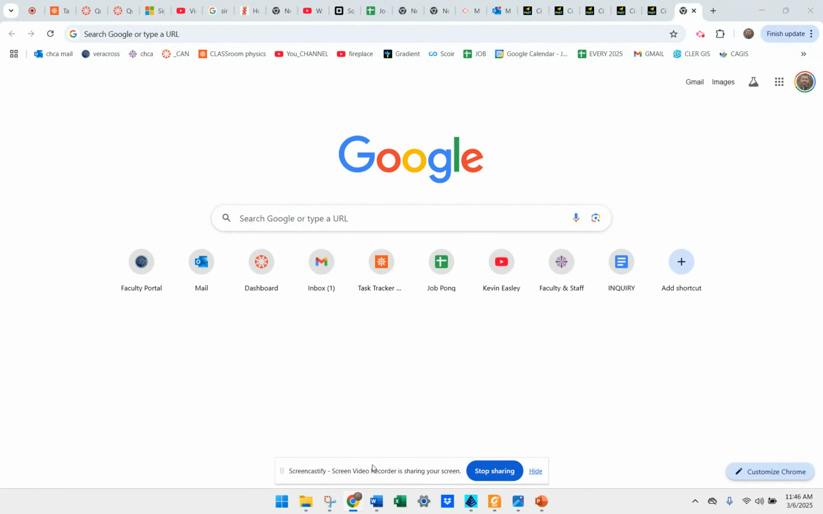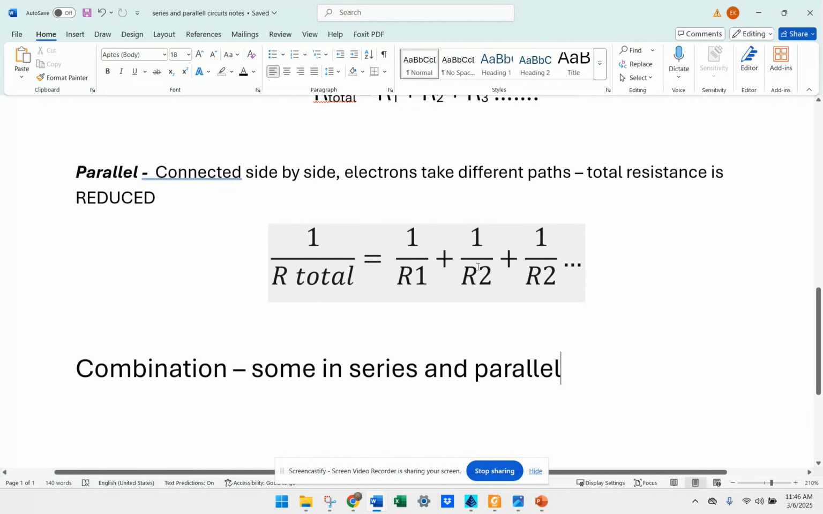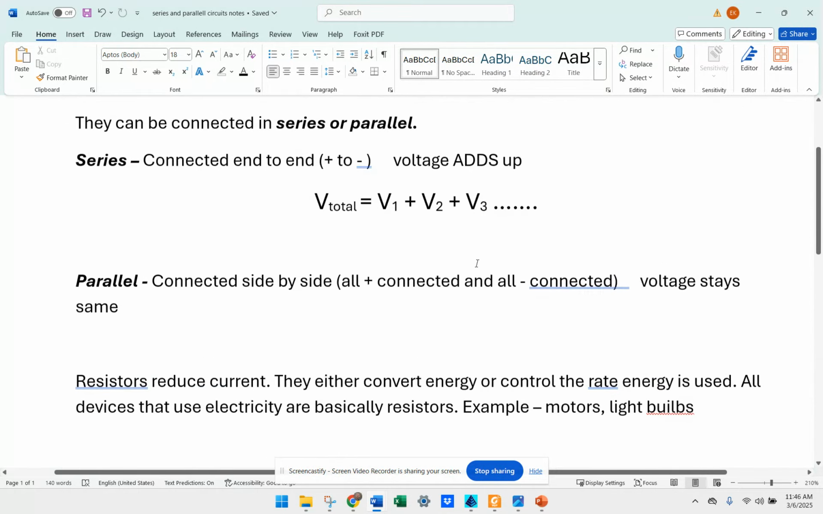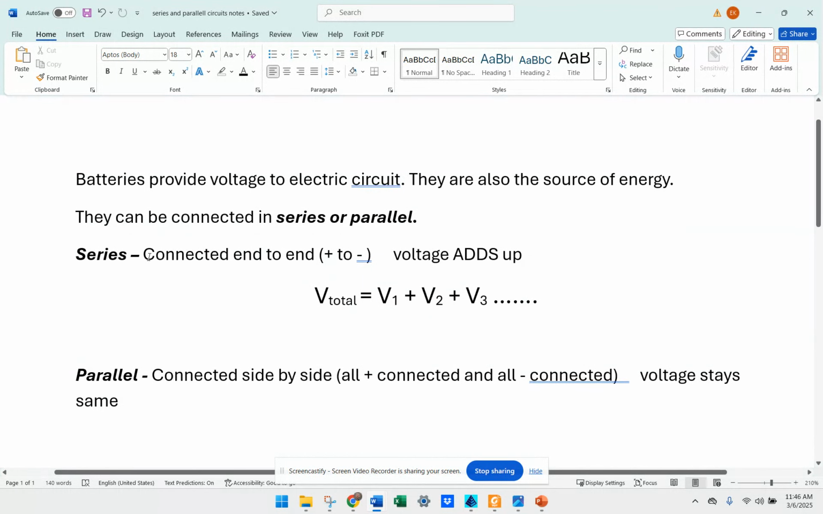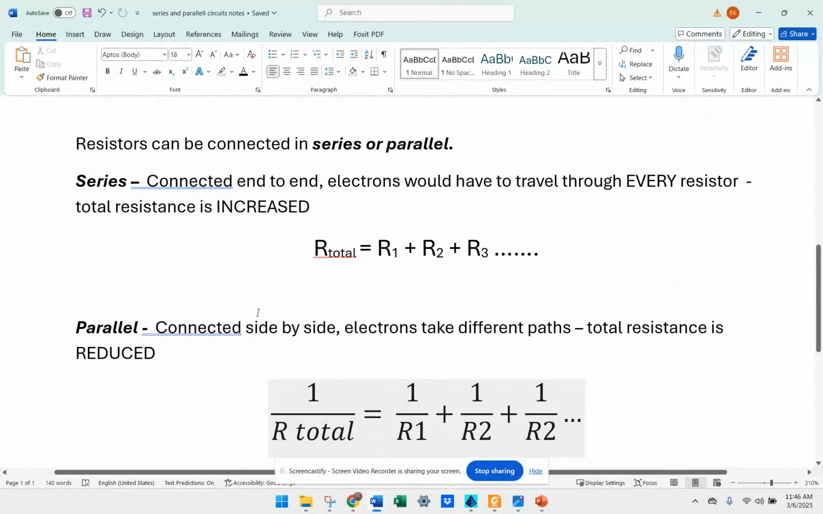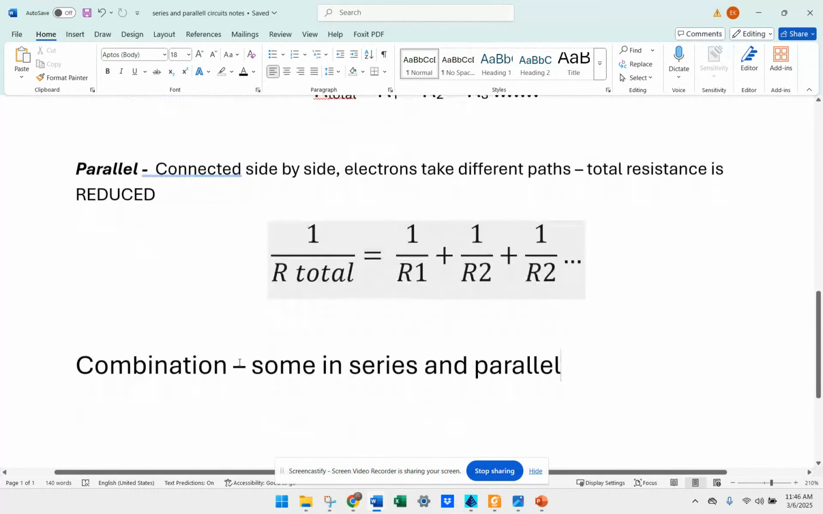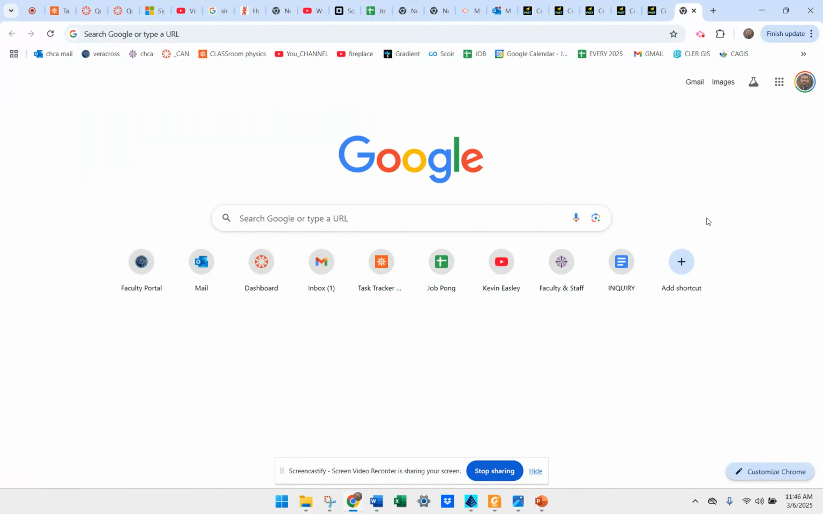So the purpose of this video is to demonstrate some ideas that are connected to these notes you should have taken. Before you start watching these videos, you would want to make sure to have a basic definition of series and parallel, both with batteries and also with resistors. There's some equations associated with it, and then a definition of combination. This document would be shared with you.